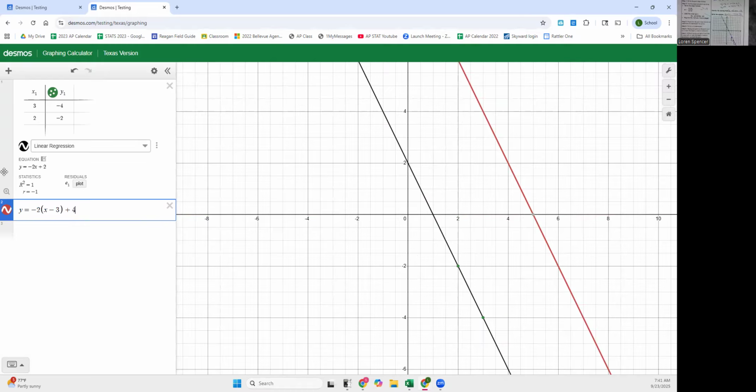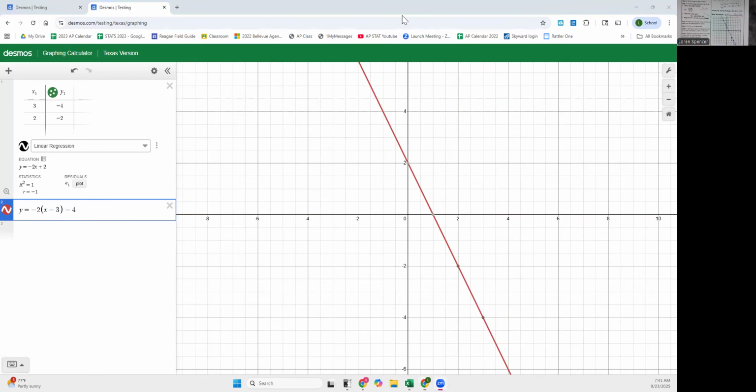-2 parentheses x minus 3. Oh, not plus 4, -4. Excuse me. That should be a -4. I wrote that down wrong on my paper. I need to go back and fix that. And we end up getting exactly the same line.